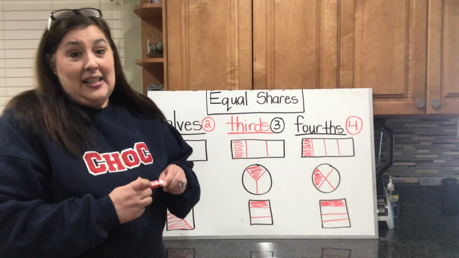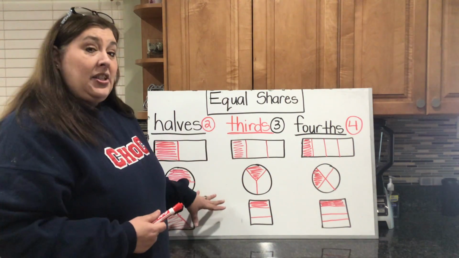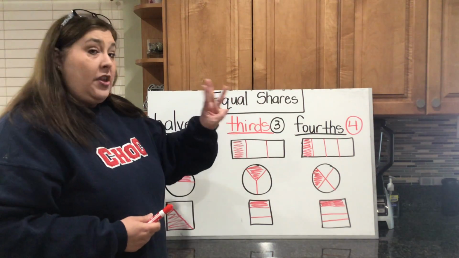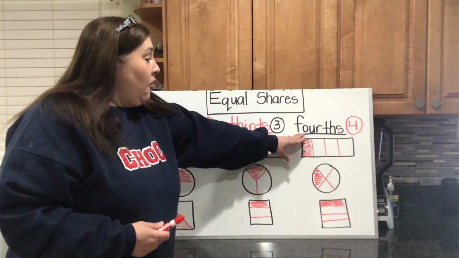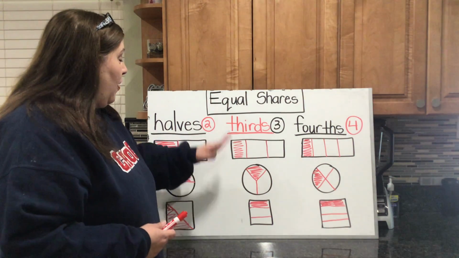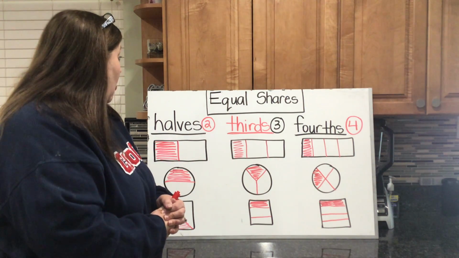So you're going to be practicing this today, exactly what I just did. So remember, halves, 2 equal parts or shares. Thirds, 3 equal parts. And fourths, 4 equal parts. And you're going to be shading it and showing me how you broke it up into equal shares.